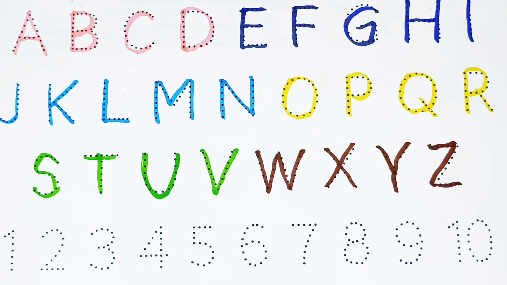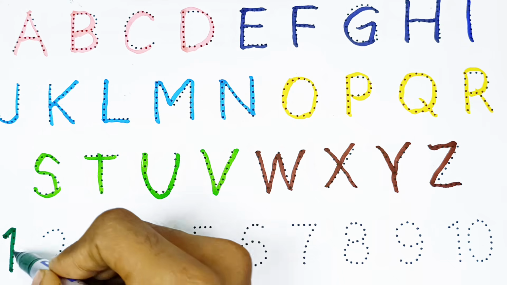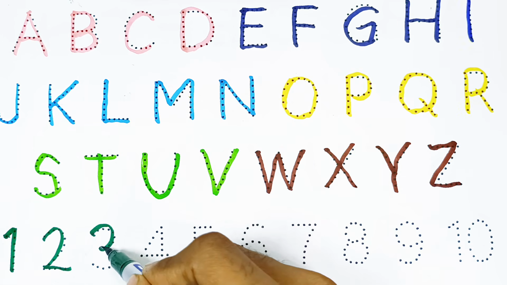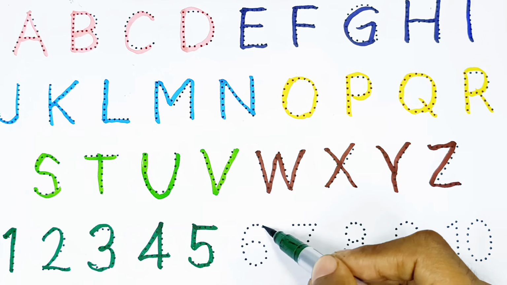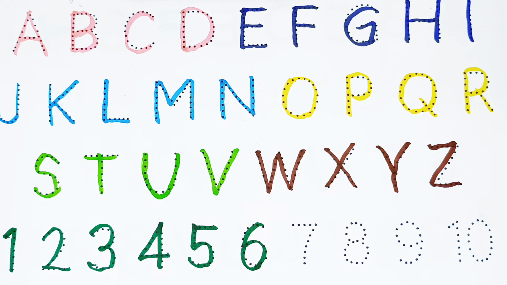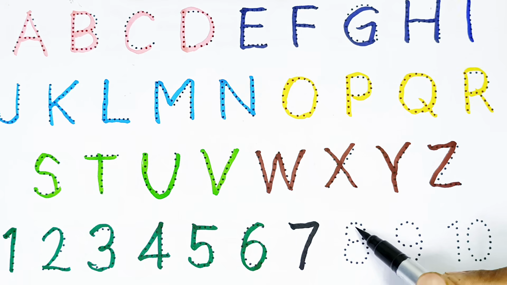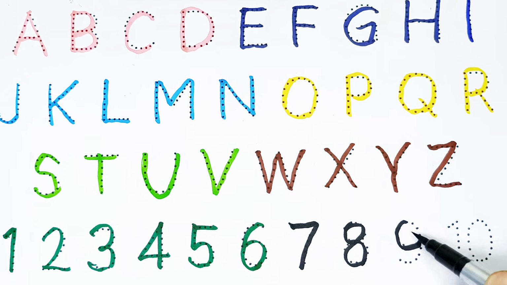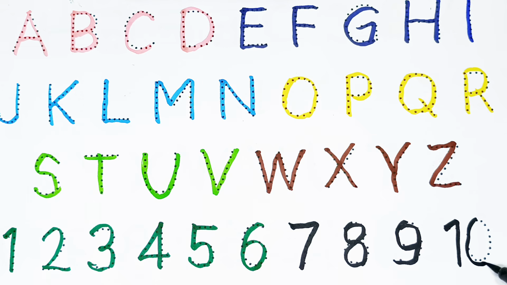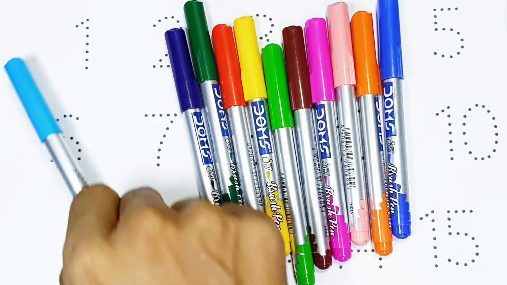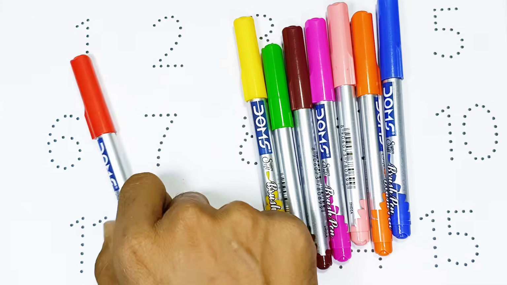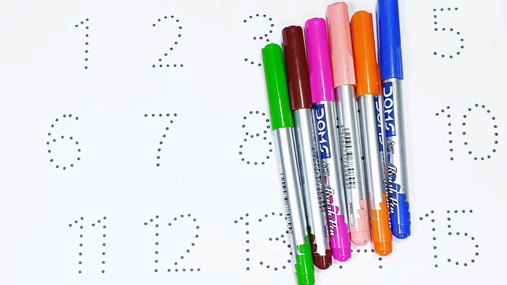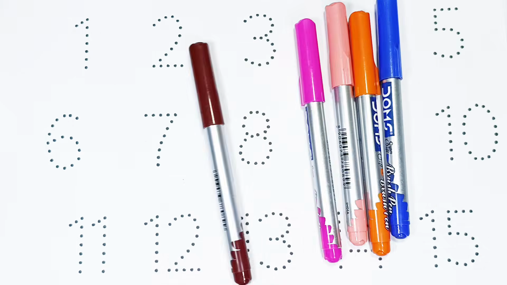Kids, now you draw 1. 1, 2, 3, 4, 5, 6. Kids, now you draw 7. The numbers of 7. 7, 8, 9, and 10.